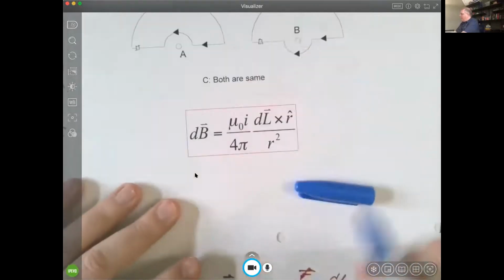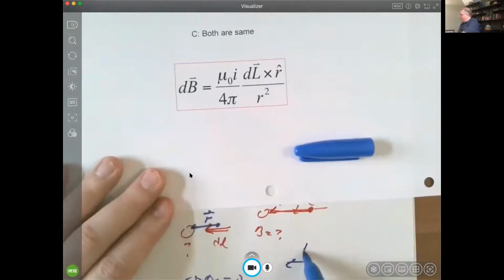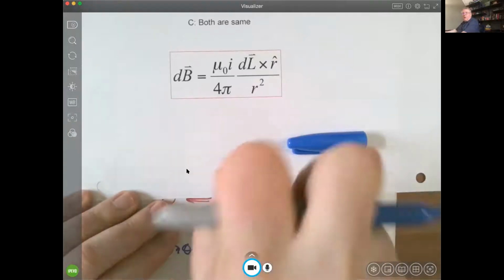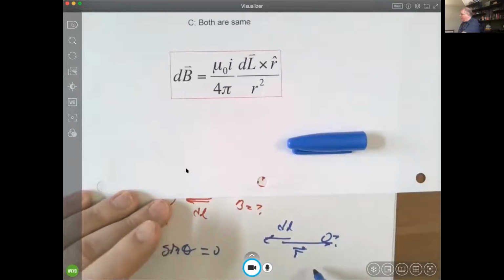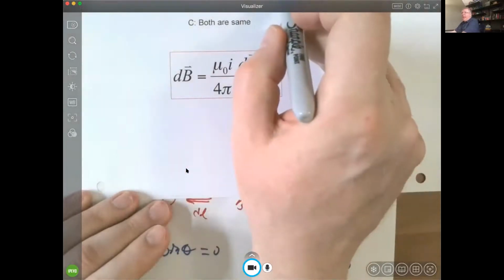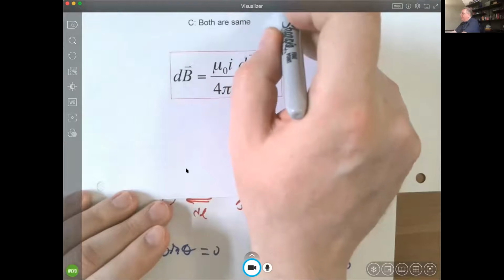For the other one, it's going right back, and so for there, here's my dL, and then here's the place I want to see, and that's my r vector. Again, dL and r are anti-parallel, and so it's a sine of 180 degrees, and so this is also zero. So both of these cases don't do anything. If you're ever looking right at the end of a wire, it means there's no effect. There's no magnetic field in that spot.